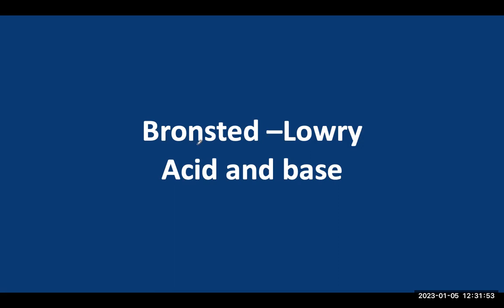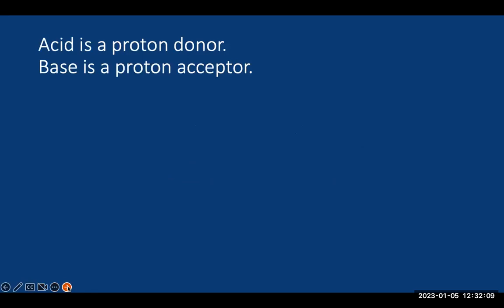In this video, we'll discuss the definition for acid and base and how to classify substances to acid and base according to the Bronsted and Lowry model. So, what is acid and base according to Bronsted and Lowry model? According to Bronsted and Lowry, the acid will be a proton donor and the base will be a proton acceptor. So what is the meaning of proton donor?